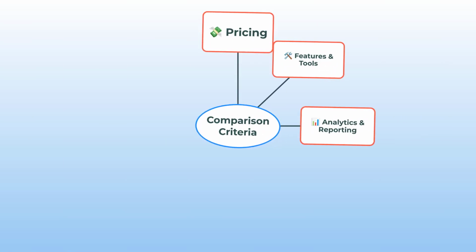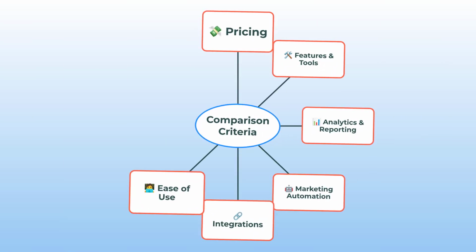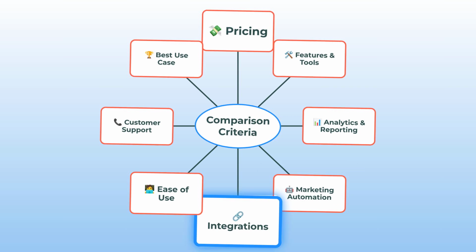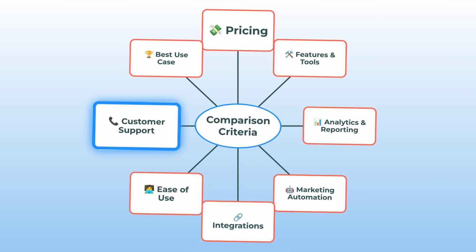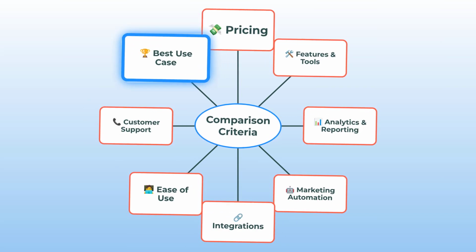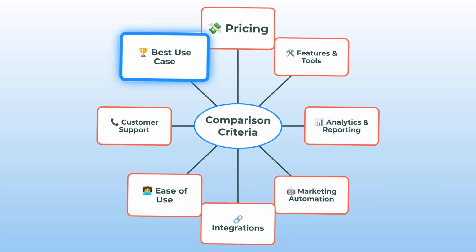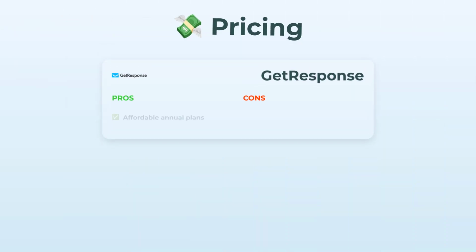We're going to break down these platforms across everything that matters: pricing, features and tools, analytics and reporting, marketing automation, integrations, ease of use, customer support, and best use case. So picture a mind map with all those categories hanging out, and GetResponse and Klaviyo ready to duke it out in every single one. So let's start with pricing.